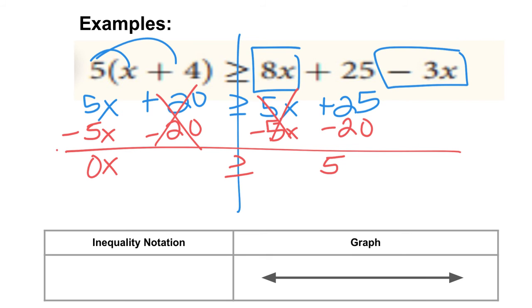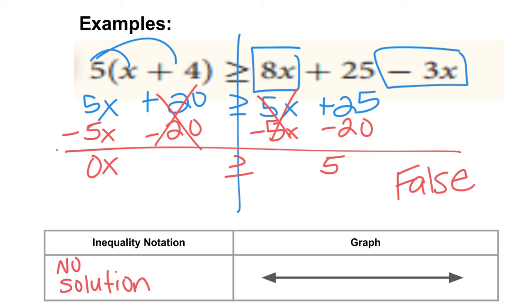So again, when you reach that point, if you've got a 0x, you can't finish solving this. So you look at the statement you have and decide if it's true or false. So my statement says 0 is greater than or equal to 5. 0 is not greater than or equal to 5. This is false. So because we have a false statement, our answer is no solution.